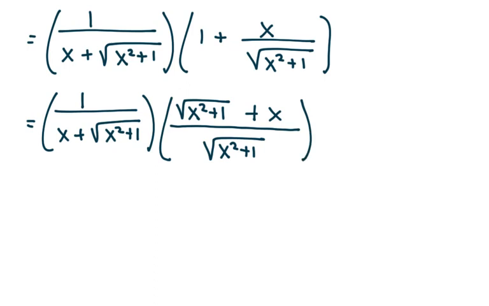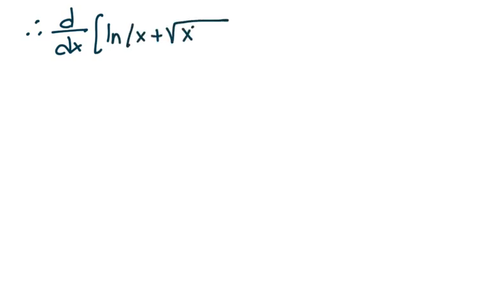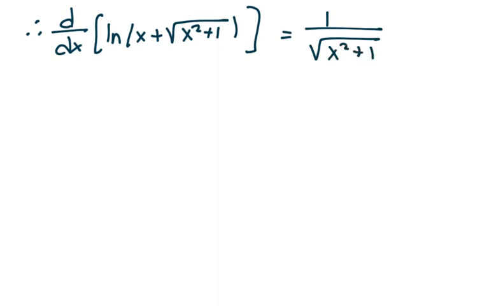But if you notice, x plus the square root of x squared plus 1 will cancel this x plus the square root of x squared plus 1. And what we have left is 1 over the square root of x squared plus 1, which is exactly what we wanted to get. And so therefore, the derivative of natural log of x plus the square root of x squared plus 1 with respect to x is the same as 1 over the square root of x squared plus 1. And that's how you prove 27.